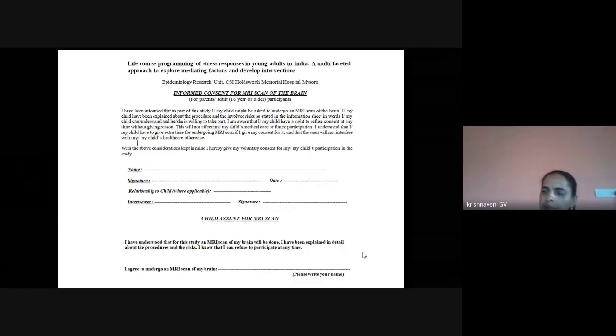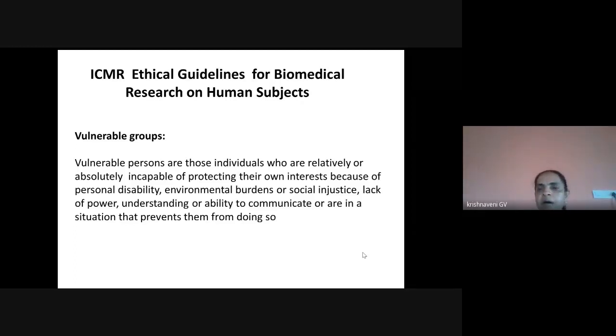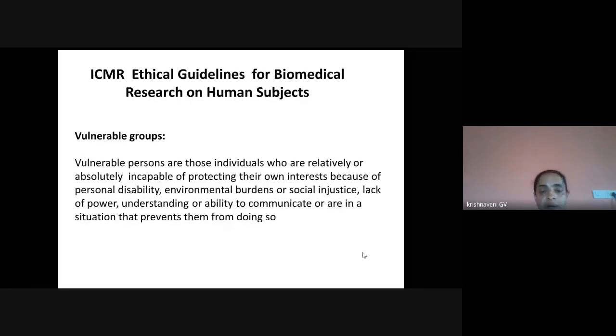So we'll talk a bit about what are called vulnerable groups. See, vulnerable groups are those individuals who are incapable of protecting their interests or their rights, either because of their age or because of their disability or because of the circumstances they are born into, their lack of power. For example, a child: if the parent decides the child has to undergo tests, the child doesn't have the authority to overrule the parent, so the child is dependent on the parent. Children don't have their own autonomy in that sense.